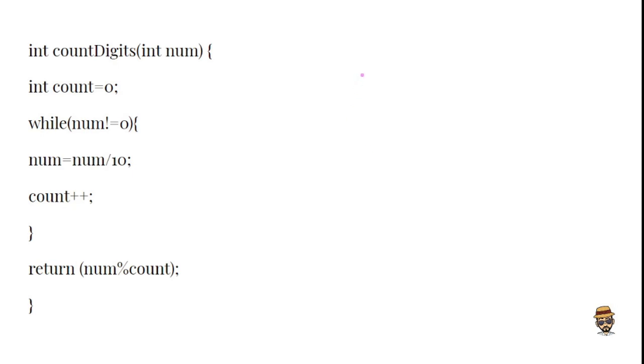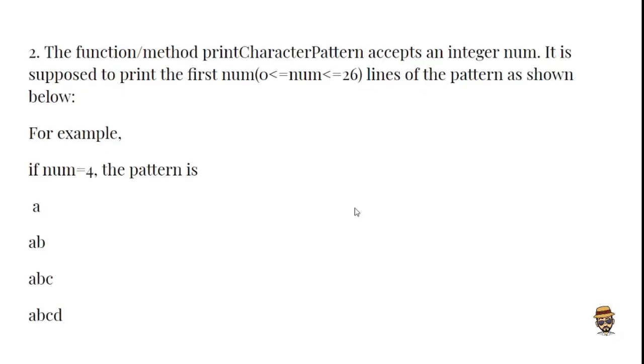So the first thing is that the number itself is changing, because at the end what we have to do is number modulo count, but the number itself is changing because in the while loop we do number equal to number by 10. So this is the wrong thing. We have to first store the number in a variable. So what we have to do is int temp equal to number. In this way we are storing the number in temp, and after that we can return temp modulo count. That's all.